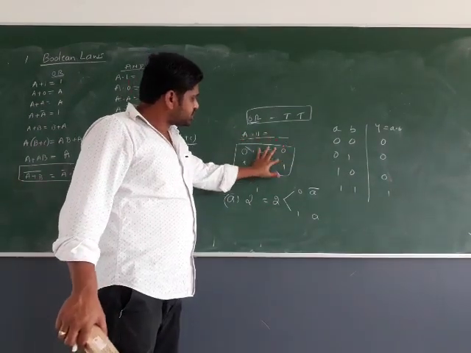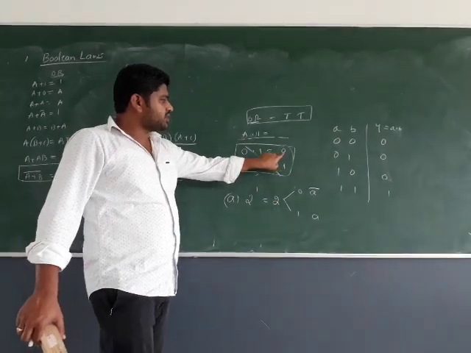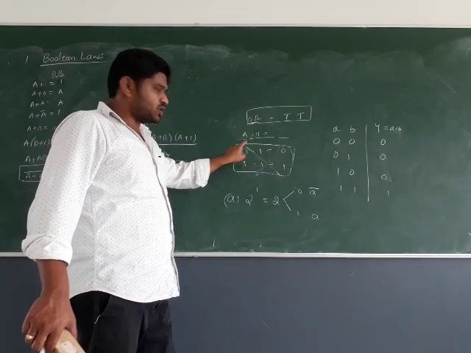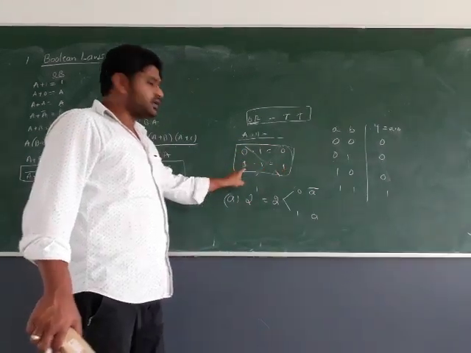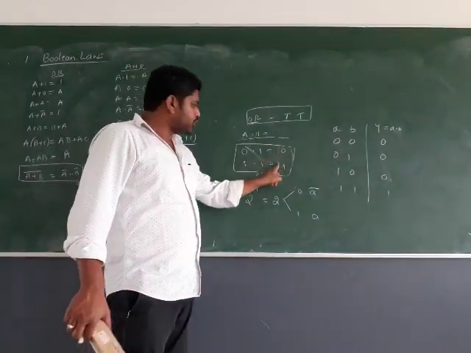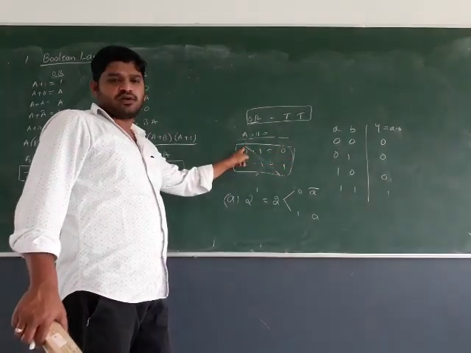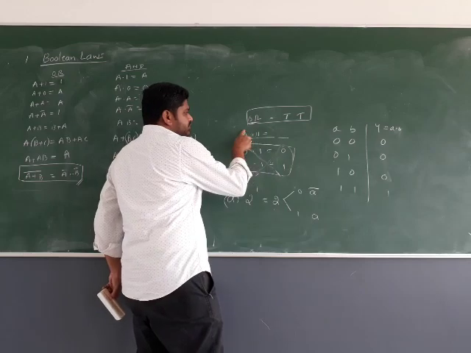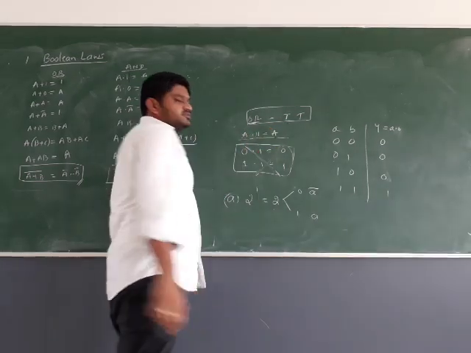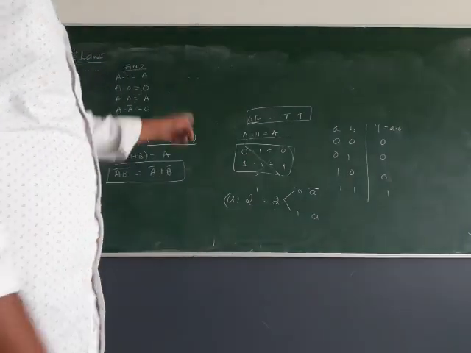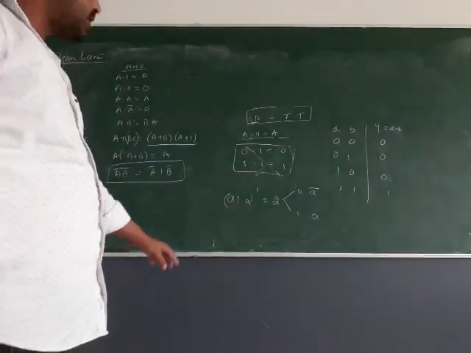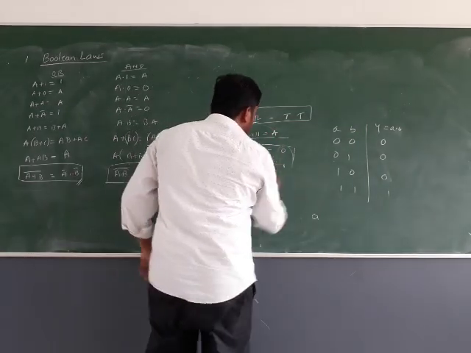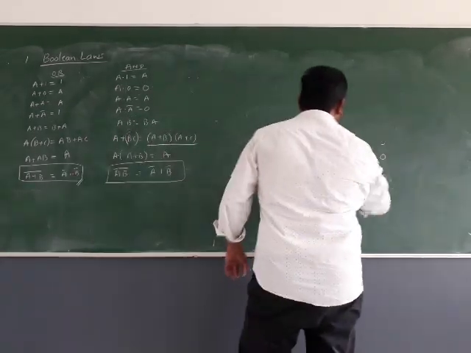How is the output changing? Output is 0 when A is 0. Output is 1 when A is 1. That means the output is the same as the first column. What is the output? A. Hence, we have derived a formula. A dot 1 is not 1. A dot 1 is A. Okay, so fine. Let's take one more for the reference.